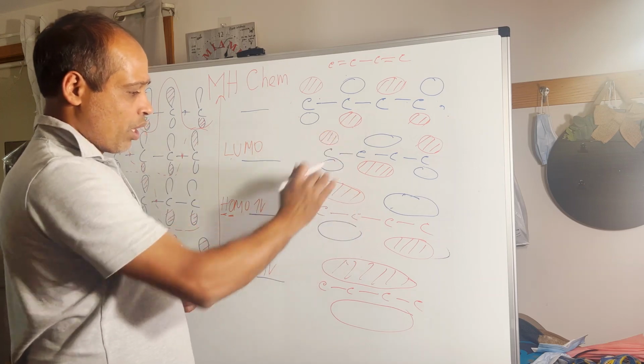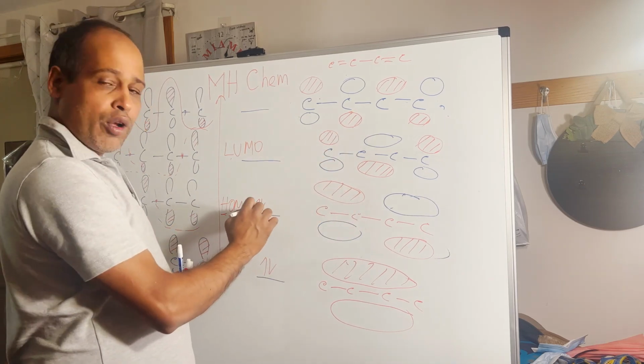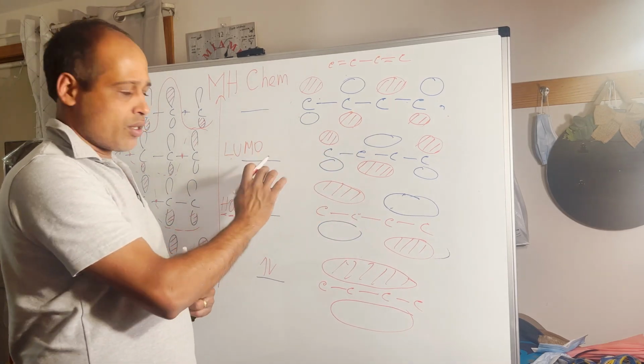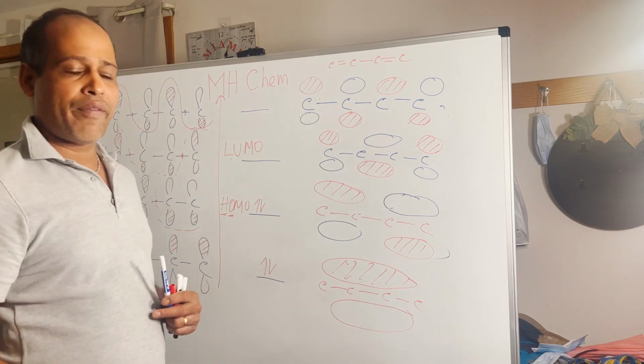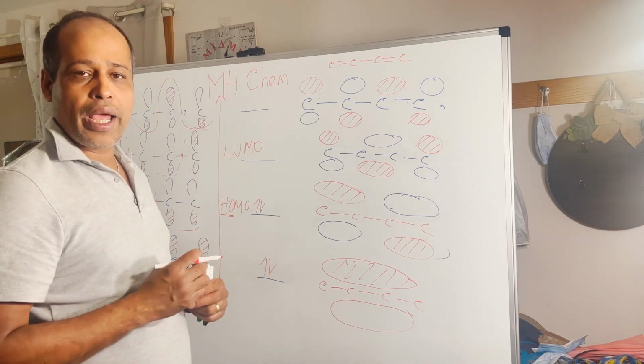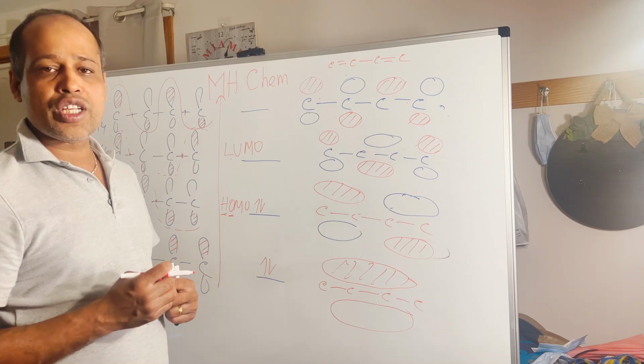So these 2, HOMO and LUMO, one is occupied with the electron, another is empty of electrons. So these 2 are called HOMO and LUMO, and they are frontier. They are also called together frontier orbitals.